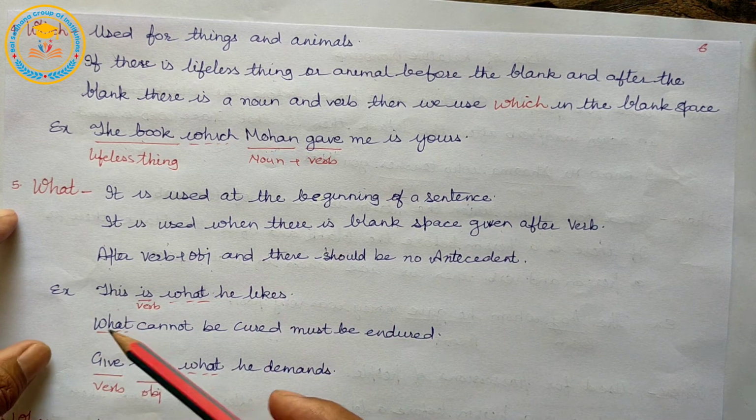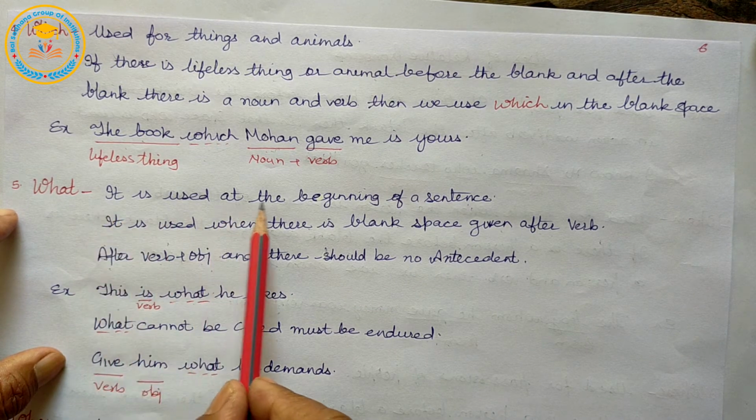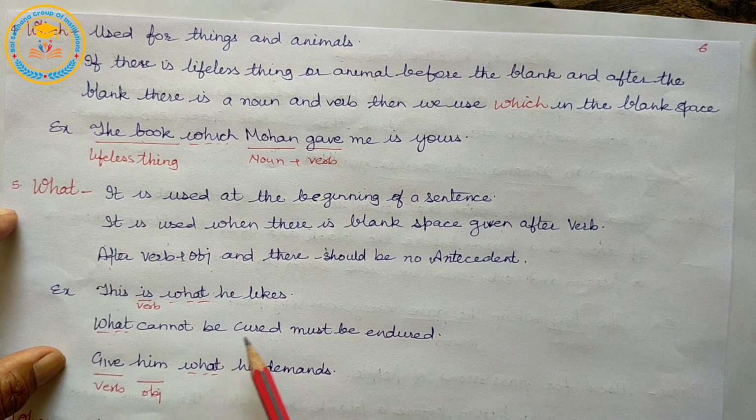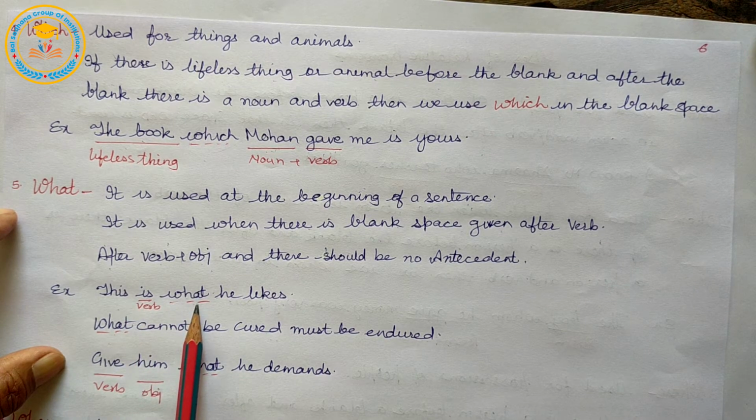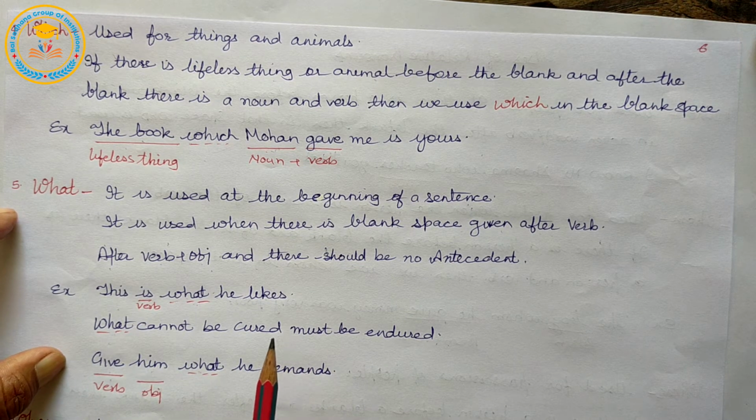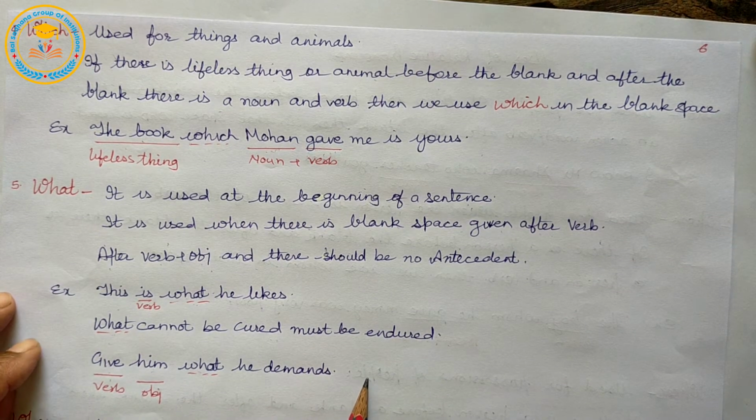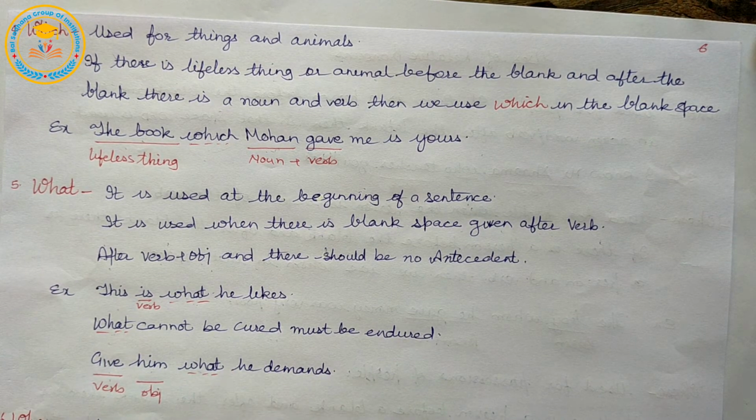See, it is used at the beginning of a sentence. What cannot be cured must be endured. It is used when there is a blank space given after verb and object, and there should be no antecedent. Then we use what in that blank.